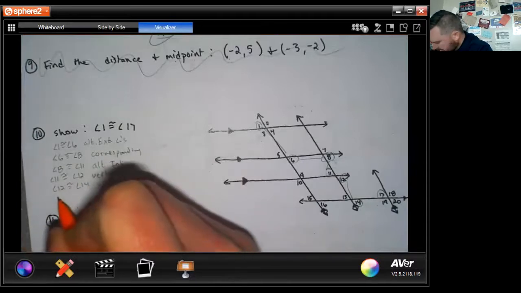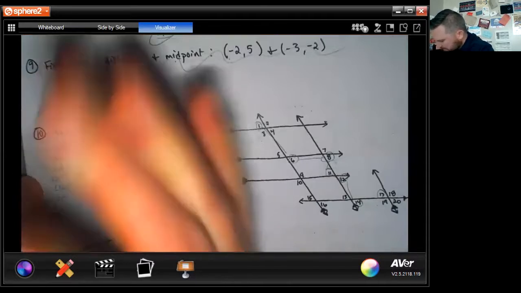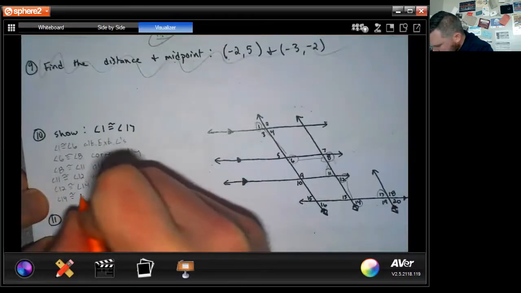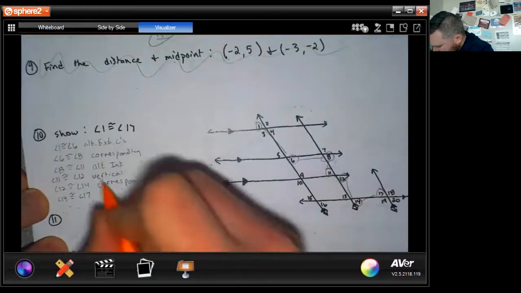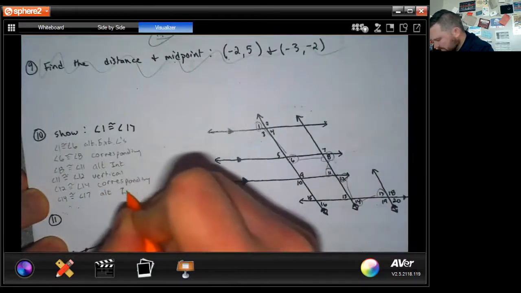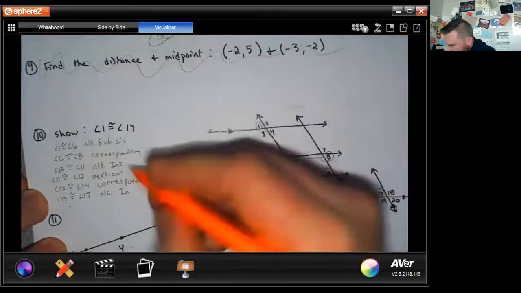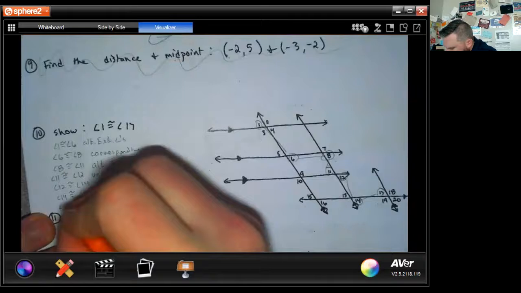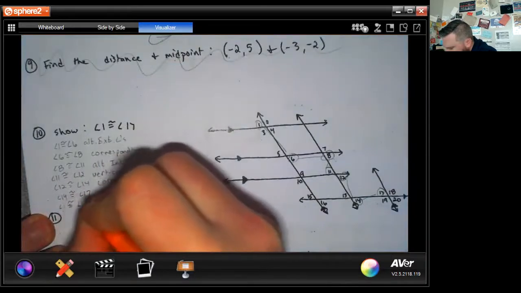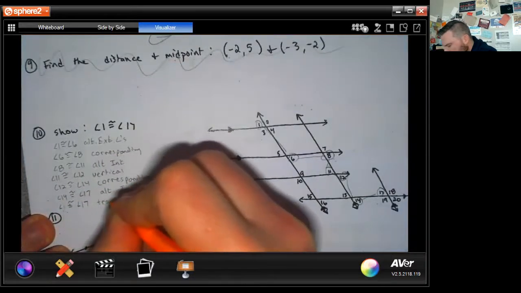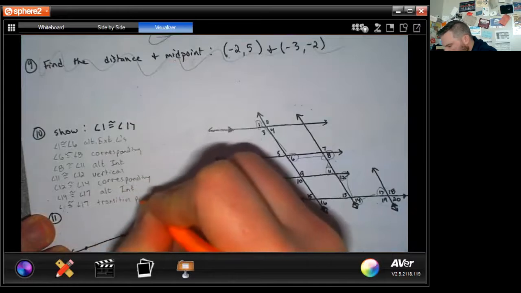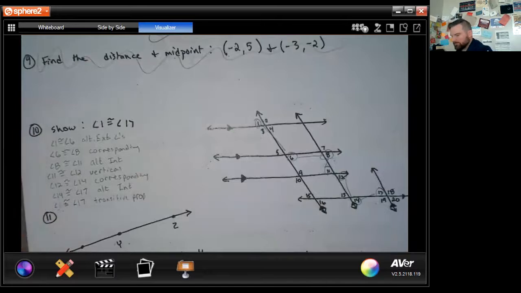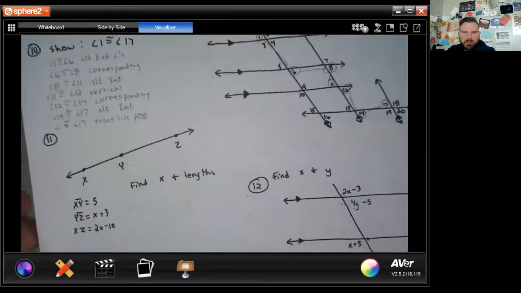And then we have 14 to 17. Those are alternate interior. And then the last one, we have angle 1. Man, this lead is not good. Angle 1 congruent to angle 17 is the transitive property. Okay, so just make your way through it. Try to use a variety of angles. All right, number 11 here.